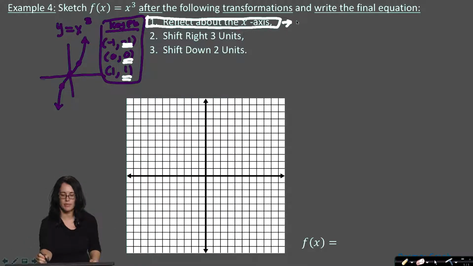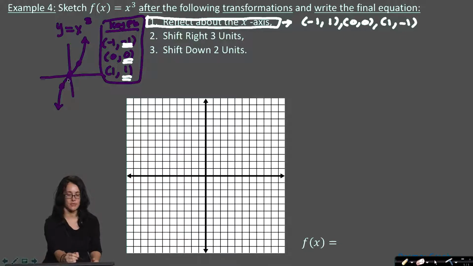So your new points would have been negative 1, positive 1, 0, 0 is staying the way it is, and 1, negative 1. Okay, so that would have resulted in this sort of situation. Negative 1 would be at 1 now, 0 is still at 0, and 1 is now at negative 1. So that's showing that basic flip.